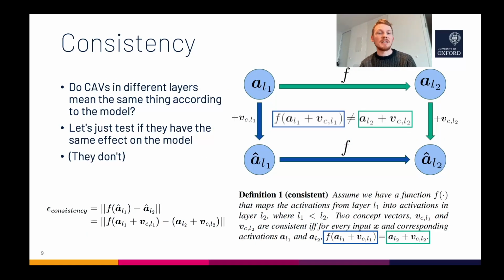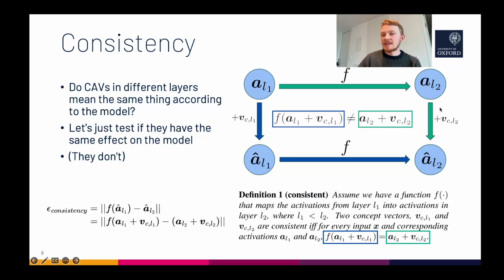So now we get on to the properties that we're interested in. First of all, let's talk about layer consistency. Intuitively, we wanted to ask, do CAVs in different layers mean the same thing according to the model? To do this, we tested whether they have the same effect on the model. The short answer is they don't, but let's go through it.